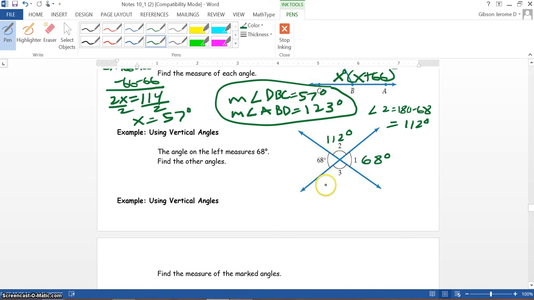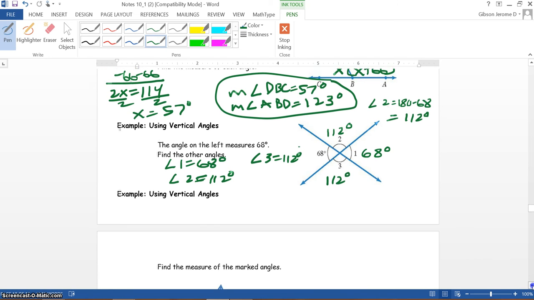And remember, vertical angles are congruent. So this also will be 112 degrees. So our final answer here, they want all of the angle measures. Angle 1 is 68 degrees. Angle 2 is 112 degrees. And also angle 3 is 112 degrees. And we're done.